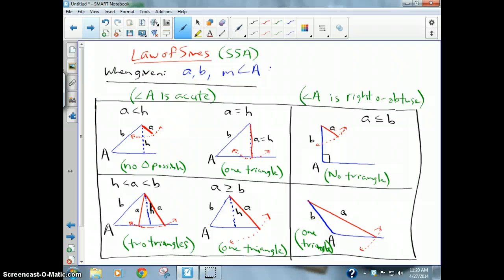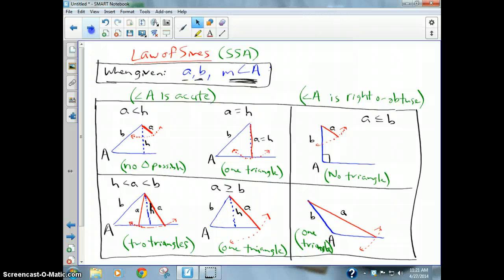Now, you're going to need to pause the video, and I'm going to have to explain this chart to you because there are 6 different cases when you are given SSA. So you must assume you're given side length A, side length B, and the measure opposite side A, or you know the measure of angle A. Now, if that's the case, step number 1 is to determine: is angle A acute or is angle A right or obtuse? Now, let's start with right or obtuse because those are the easier situations.